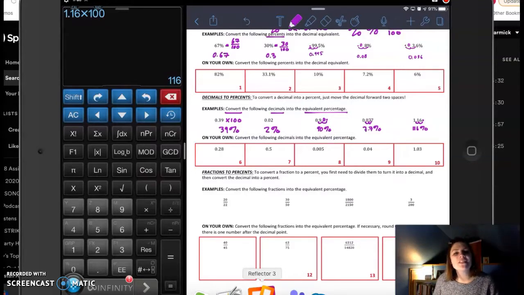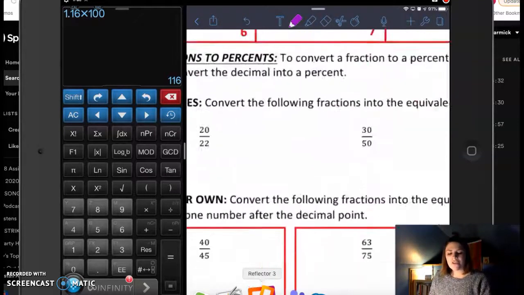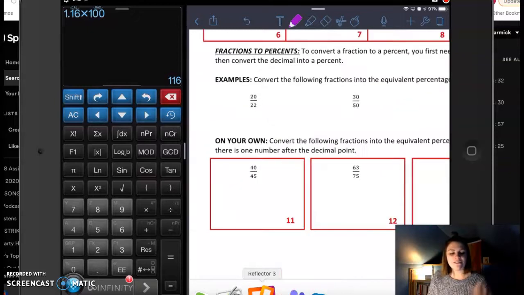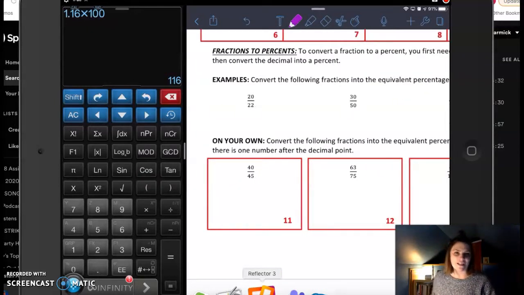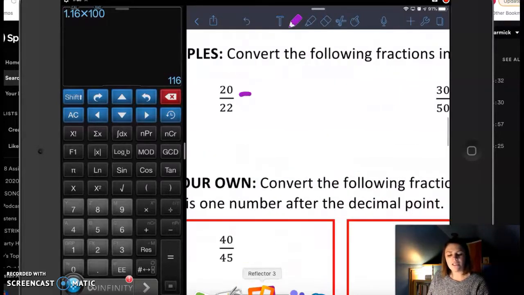We're going to do a couple of examples where we convert fractions into the equivalent percentages. So this actually takes 2 steps, but you know what? You got this. You guys can do this. The first thing we're going to do is take a fraction and turn it into a decimal. You guys already know how to do this. We divide top to bottom, like whenever we're solving an equation. It's the same thing. 20 divided by 22, and we get a decimal.